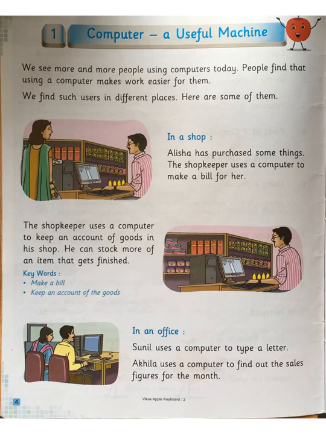So children, lesson number 1 is computer, a useful machine. So computer is a machine, and I think most of you must have seen the computer. This is how it looks, like it is shown in the picture on the first page. Like this man, he is sitting at the computer and doing some work. So this is how a computer looks.